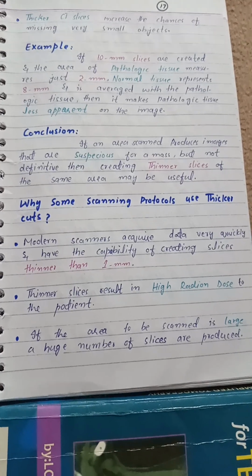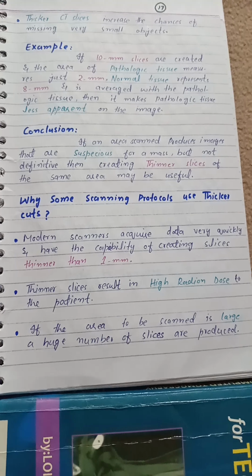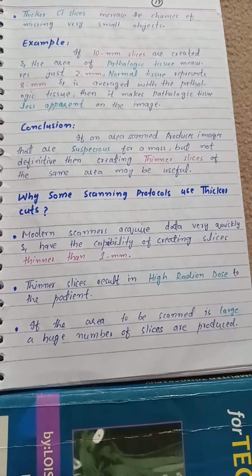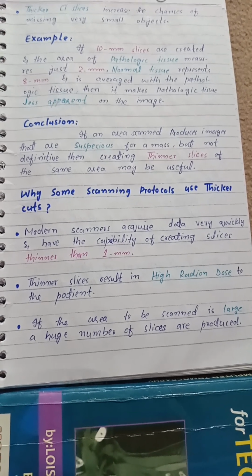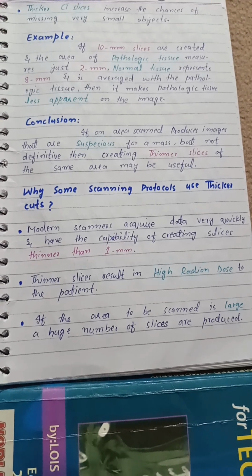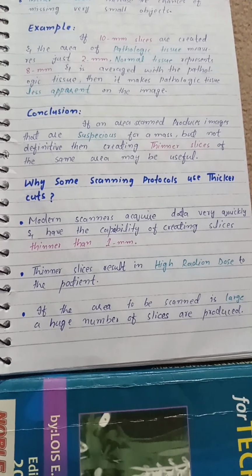If an area scan produces images that are suspicious for a mass but not definite, then creating thinner slices of the same area may be useful.